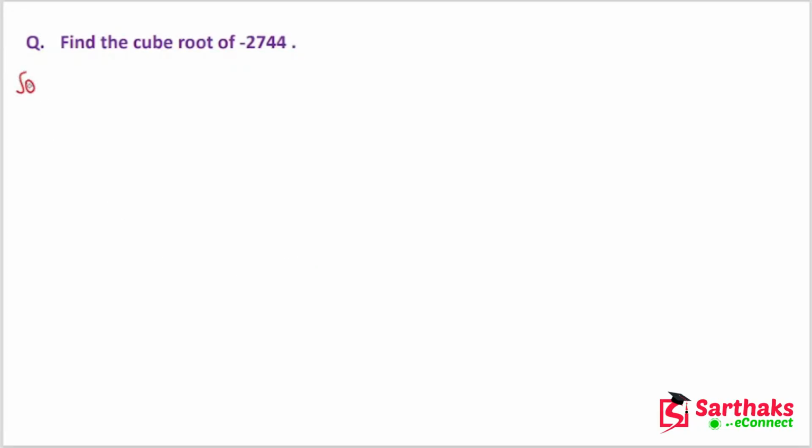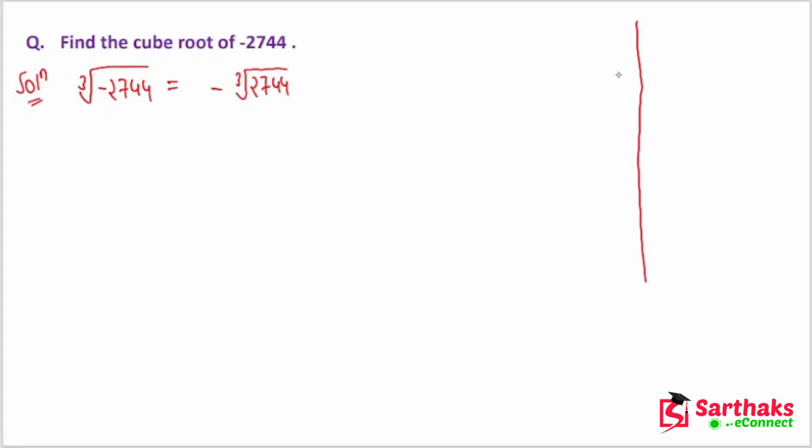Now just using the formula, cube root of minus 2744. We have just written it, that negative sign would come out, so it would be cube root of 2744, right? So this is minus of cube root of 2744, so negative is coming outside. Now if you want to calculate 2744 cube root, you know it, but let us do that also with the help of prime factorization. Okay, so let us calculate that also.